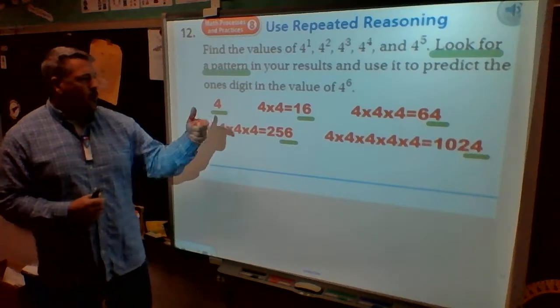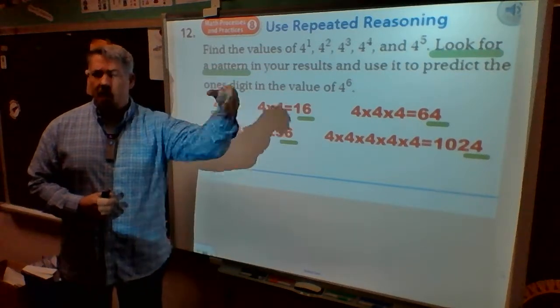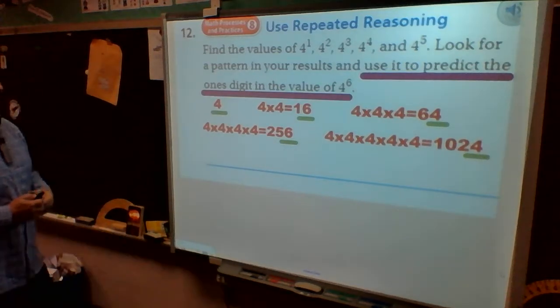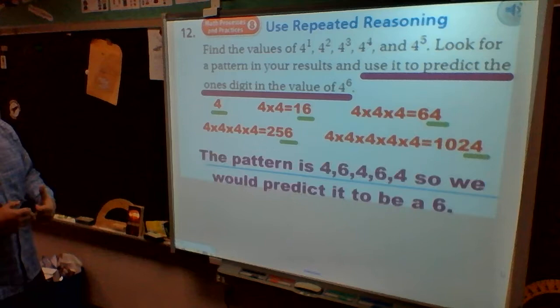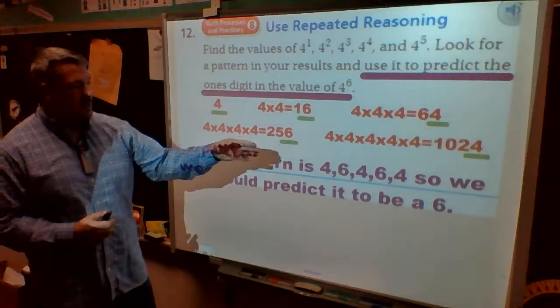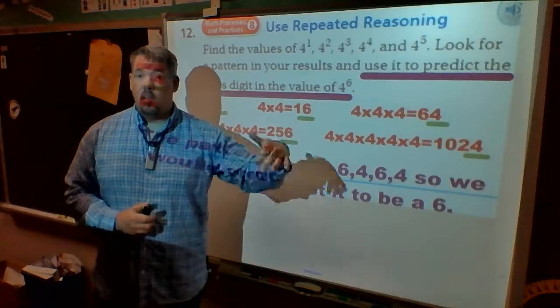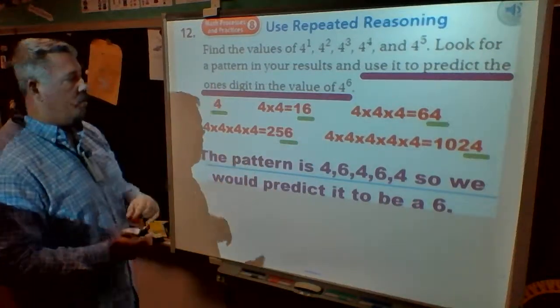So if my pattern is 4, 6, 4, 6, 4, what's my next number going to be? Hopefully you thought to yourself that if I predicted my next step in my pattern, the pattern being 4, 6, 4, 6, 4, that we would predict that it is going to be a 6. And it would be if you solve for it.